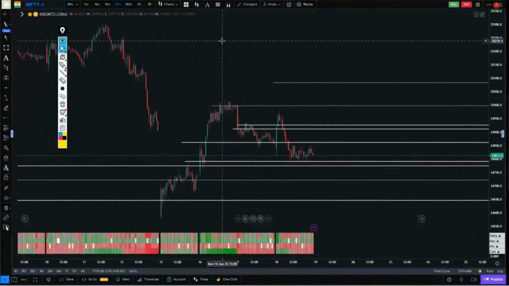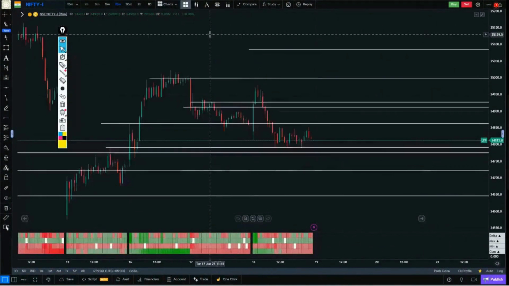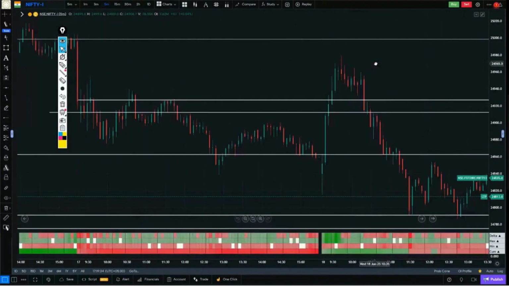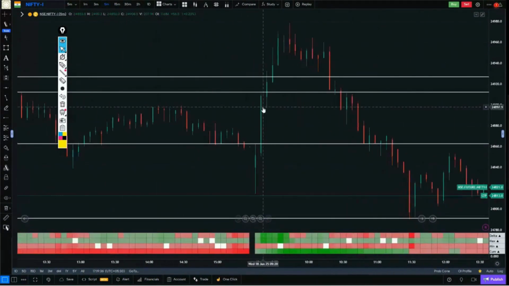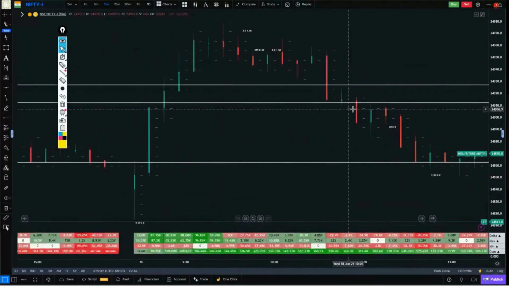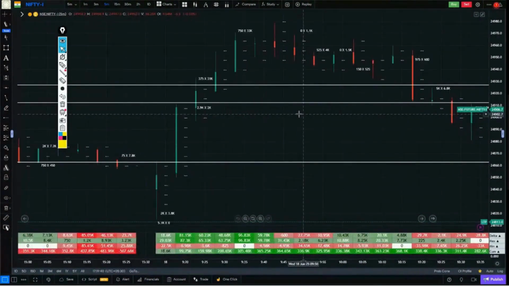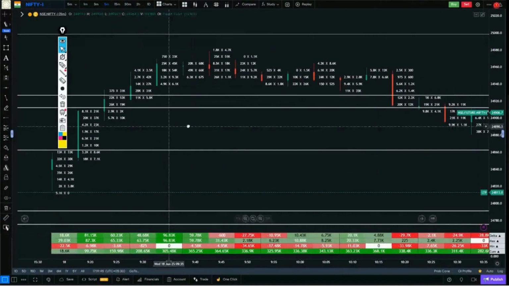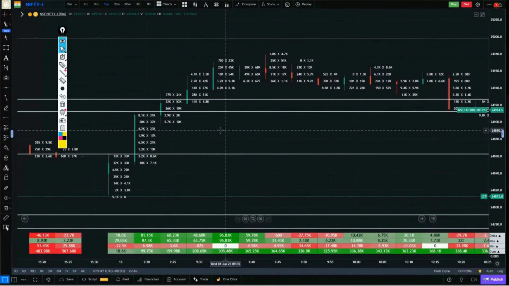Where did the buyers come in? Where did the sellers come in? And how did everything happen? Before you can read the footprint properly, you should know what delta is. Because with the help of delta, we read the footprints every day.